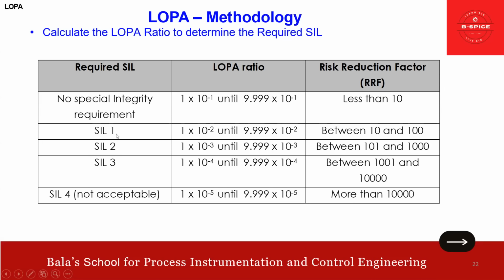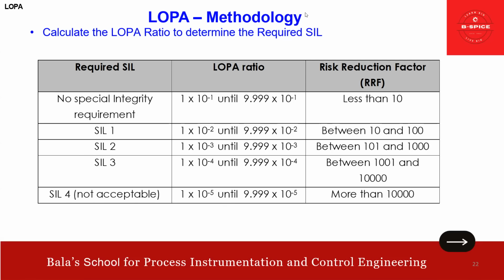Okay. So now SIL 1. What is that? Between 10 to 100. If your RRF value is 10 to 100, then SIL 1. 101 to 1000, SIL 2. 1001 to 10,000, SIL 3. Then more than 10,000, then SIL 4. Of course, it is not acceptable. We need to redo the design. Okay. So this is about the methodology, friends. I hope this is clear.